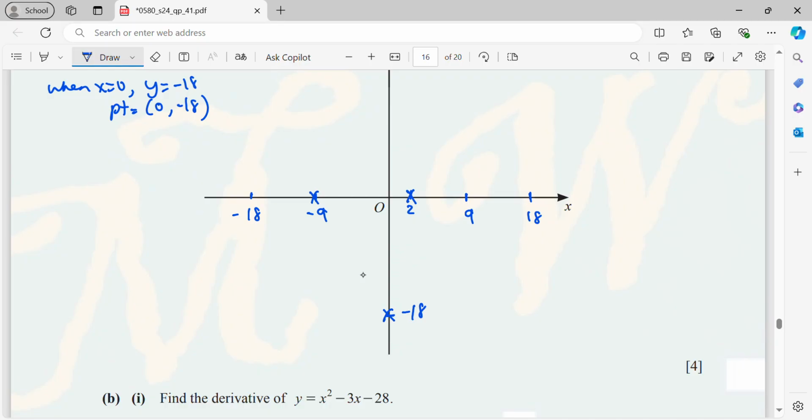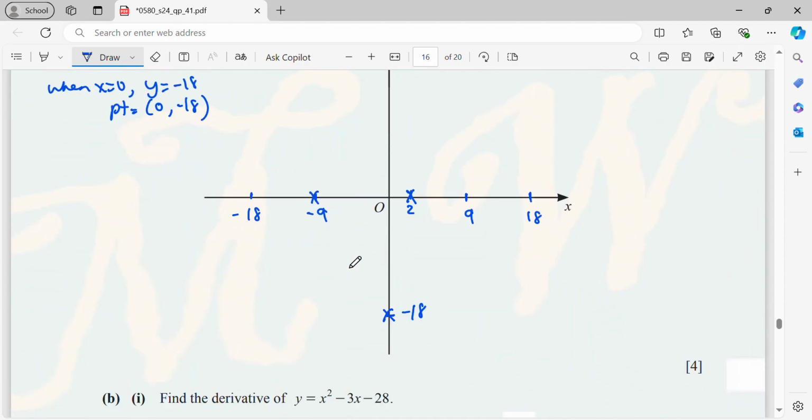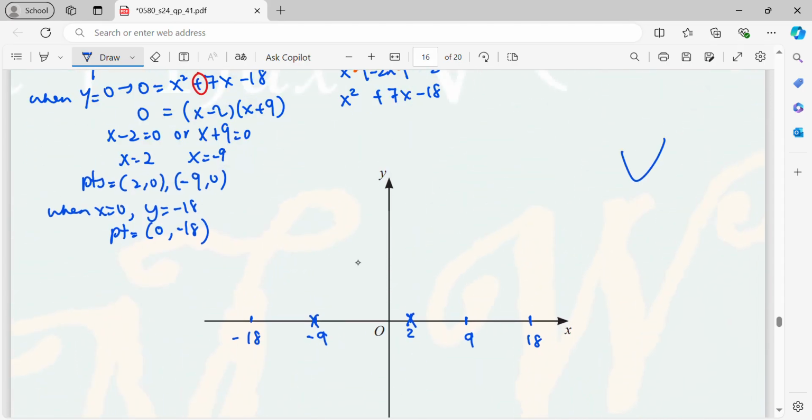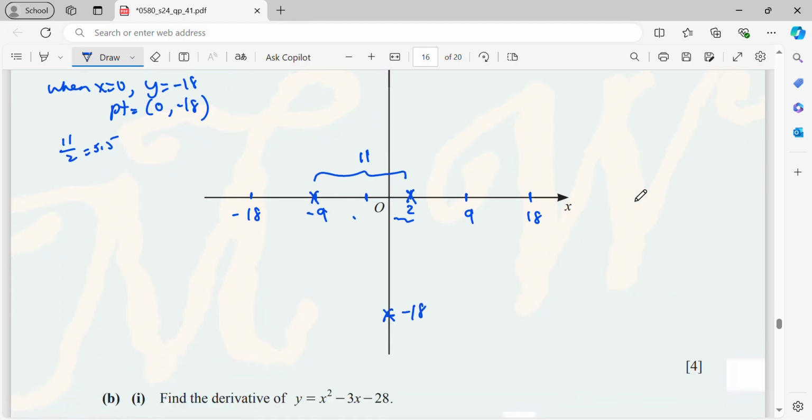Now you will be getting a quadratic curve with a minimum point, because the coefficient for x squared is positive 1. So it will be U-shaped, right? And since it is symmetrical, when you calculate here, total here is 11 units. So 11 divided by 2, because it's symmetrical at the minimum point, is 5.5. So here is 2 units. That means you have another 3.5 units. Probably this part, right?